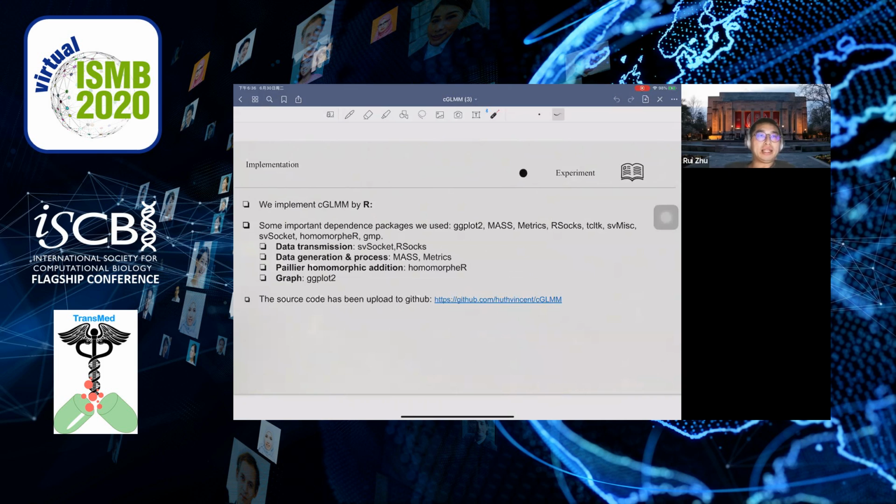We implemented CGLMM in the R language, and the source code has been published to GitHub. There are several important dependency packages we used. For example, in order to send homomorphic encrypted data to the server, we used RSOX for simulated data transmission. And in order to implement the parallel homomorphic addition, we used homomorphic R. And here's a link to our source code.